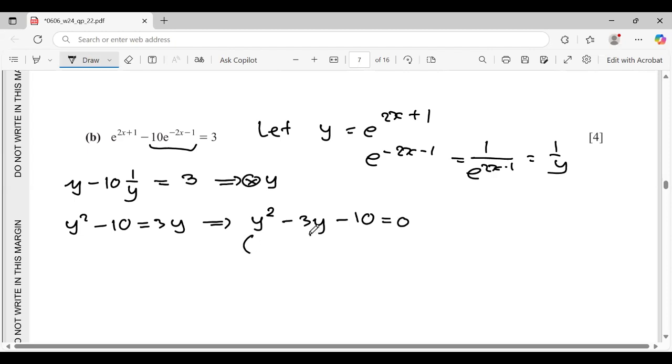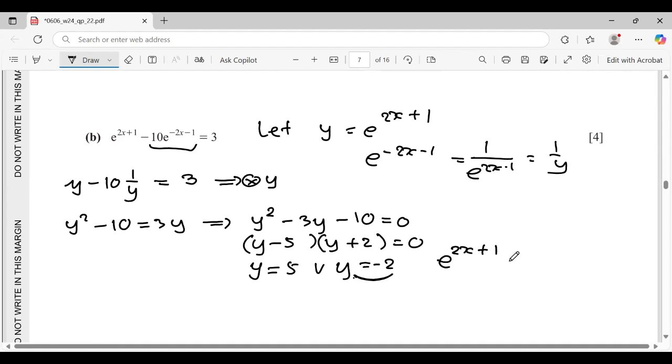And through factorization, we can determine y is minus 5 plus 2. So y equal 5 and or y equal minus 2. But we are going to reject this solution, this result, because e to the power 2x plus 1, the value is always greater than 0, because of this reason.